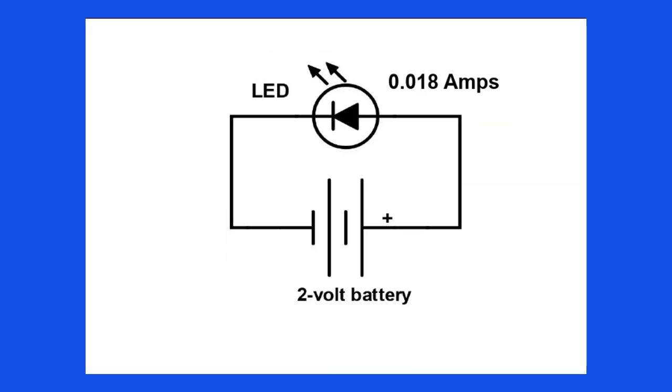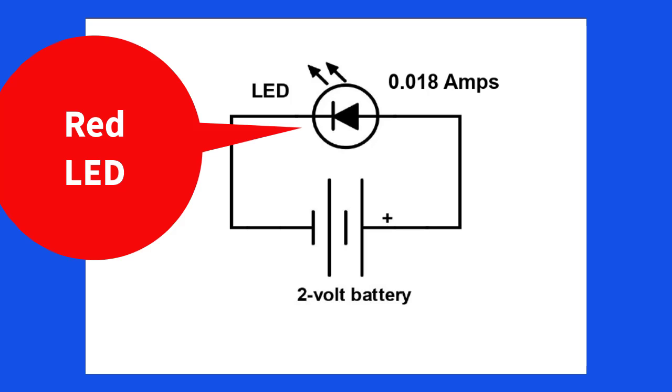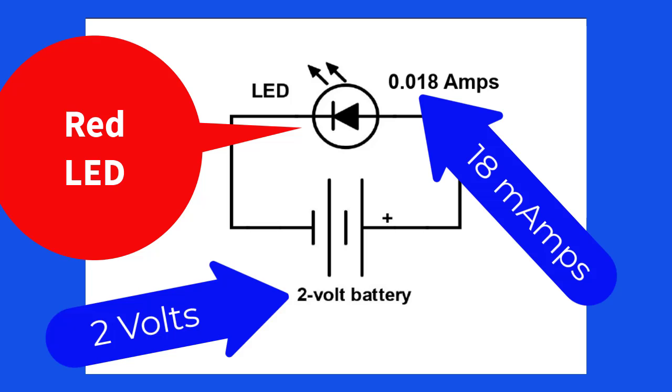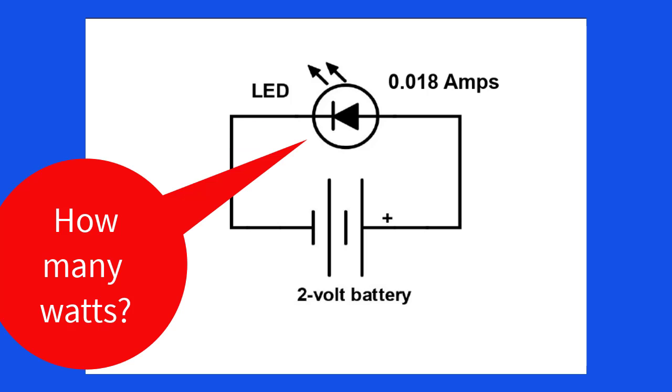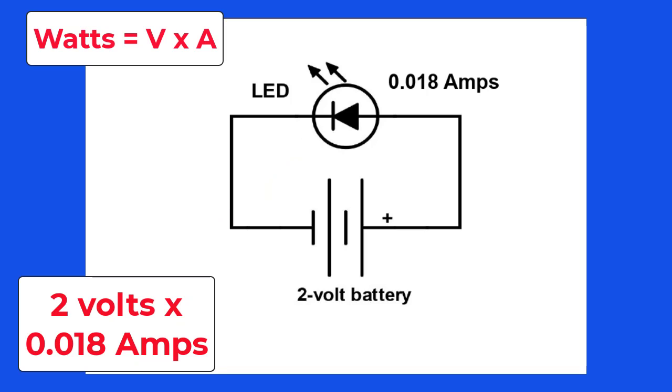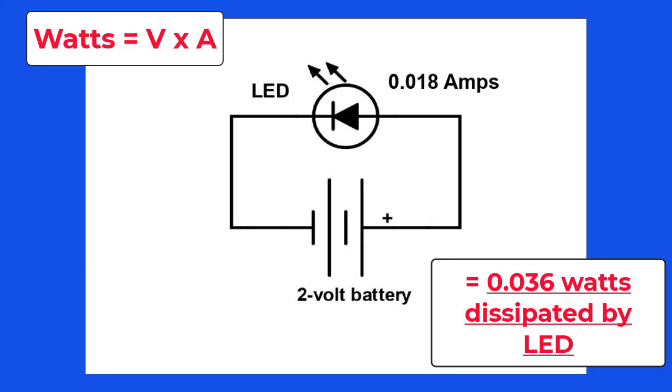Let's talk about an LED and the watts of heat it can dissipate. Remember the red LED? The manufacturer says it needs 2 volts across it and requires 18 milliamps of current. So how many watts of heat can an LED dissipate? We just have to multiply the volts times the amps to find out. We multiply 2 volts times 0.018 amps, and we get 0.036 watts.